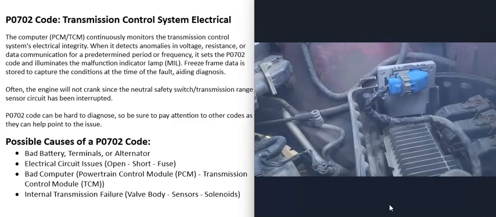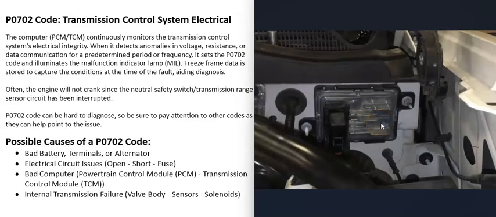And the next thing that's going to cause is that there's some kind of problem with the computer that's controlling the transmission. This could be called the transmission control module or the powertrain control module. But basically the computer that's controlling all the transmission functions might have gone bad and need to be replaced. And the first thing to do when you think you have a bad computer is be sure it's getting power, be sure it's got a good ground.